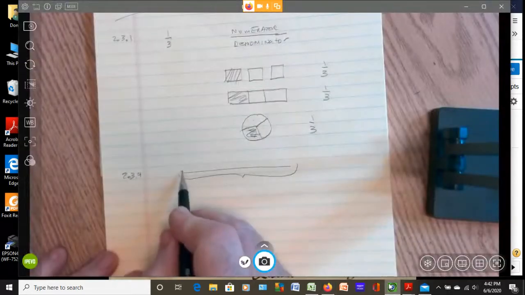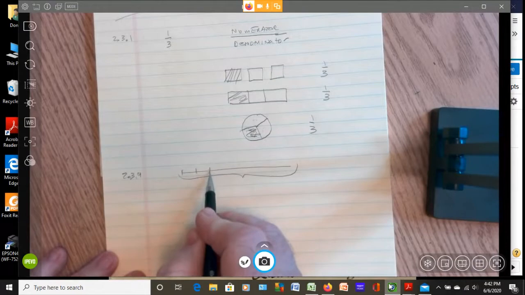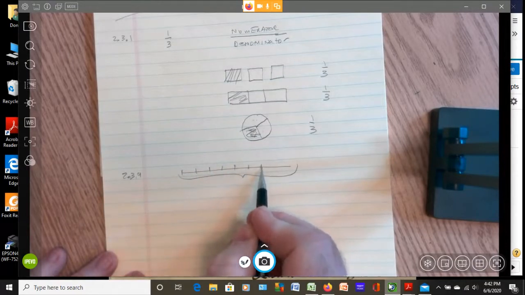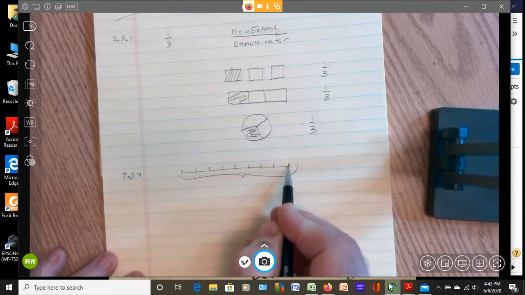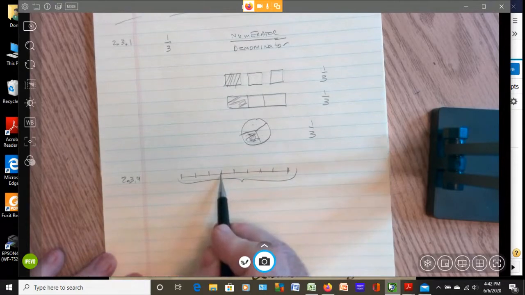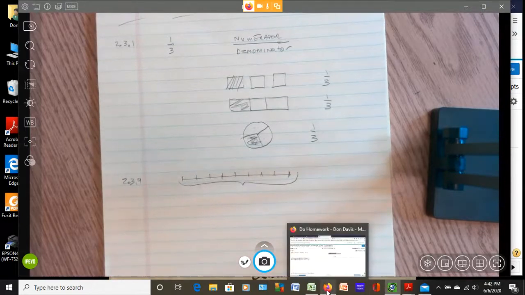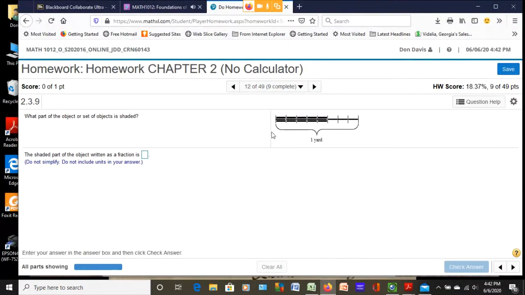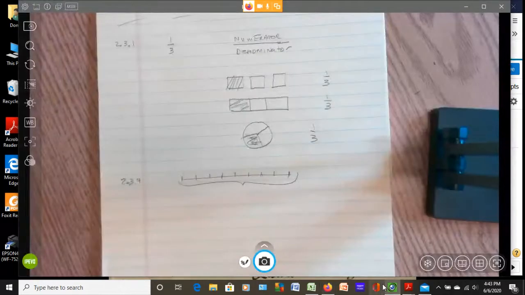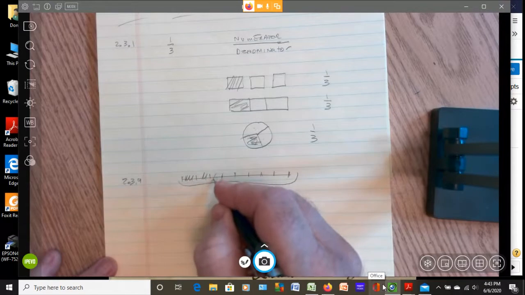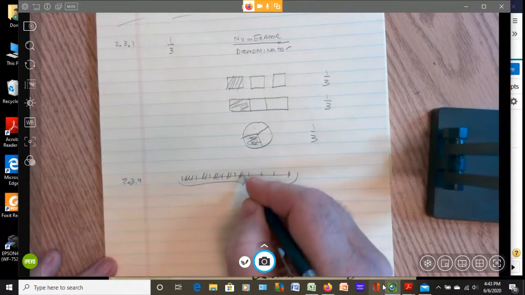Okay, so let's see if we can do that together. 1, 2, 3, 4, 5, 6, 7, 8. Not bad, right? Not as neat as Math XL, but not bad. Now, if I go back to the picture we had on Math XL, how many of these are shaded? 1, 2, 3, 4, 5. Okay, how many of them were shaded? Okay, I won't shade as neat. 1, 2, 3, 4, 5.